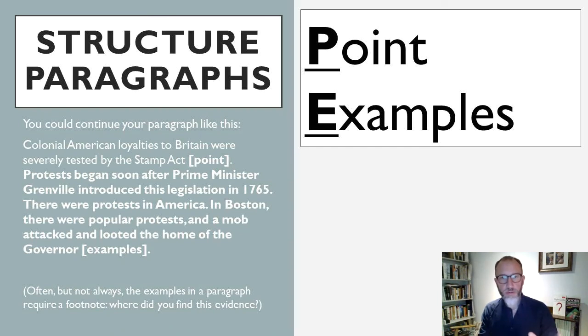Colonial American loyalties to Britain were severely tested by the Stamp Act. Let's add some examples. So you could go on along these lines. Protests began soon after Prime Minister Grenville introduced this legislation in 1765. There were protests in America. In Boston there were popular protests and a mob attacked and looted the home of the governor.